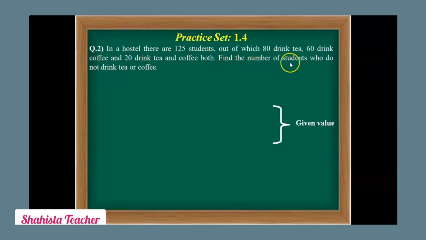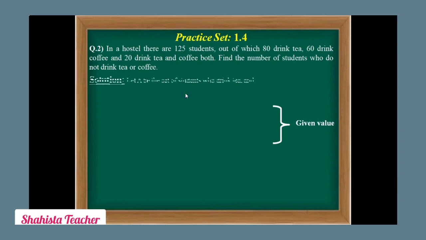And here we have to find the number of students who do not drink tea or coffee. Here we have to calculate the number of students who do not drink tea or coffee. So here let us assume that A be the set of students who drink tea and B be the set of students who drink coffee.